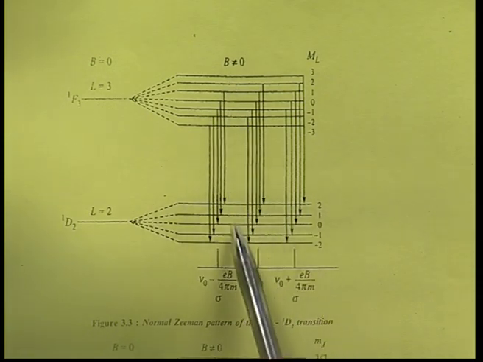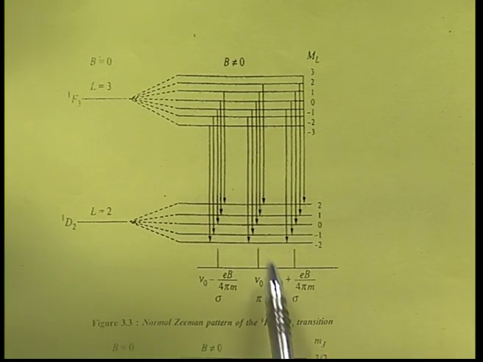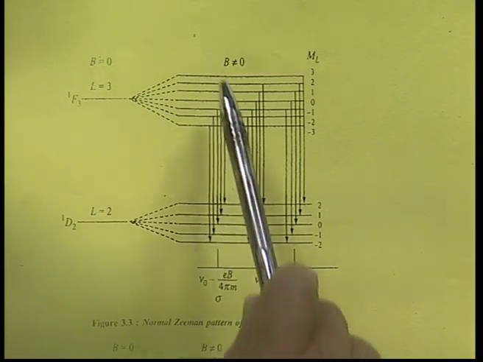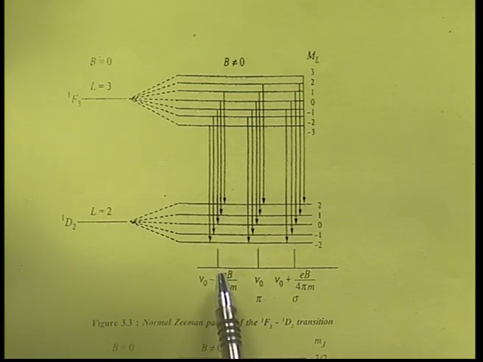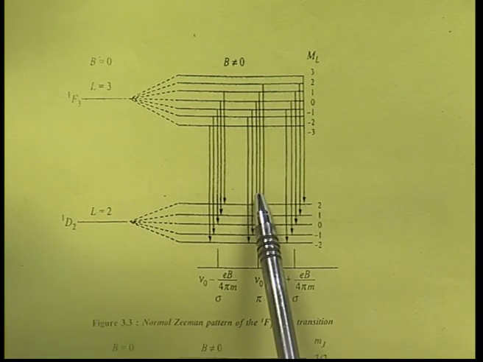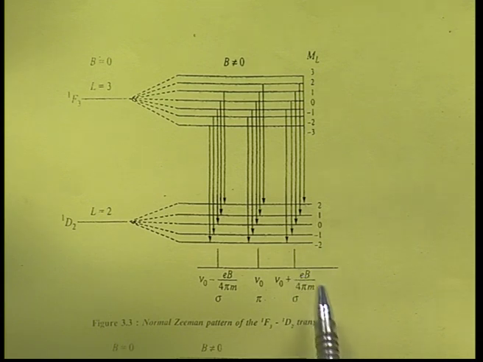Now, all the transitions are not possible according to the selection rules. Hence, we will observe one line here, one line here, one line here. So, using the selection rules, we will find these transitions are having the same amount of energy and they produce one line here. These set of transitions produce the central one, and this set of transitions produce this side one. This is polarized in this direction, and these two are polarized in the other direction. This is the extra term we are going to get using eB by 4 pi m. This is the normal Zeeman pattern.